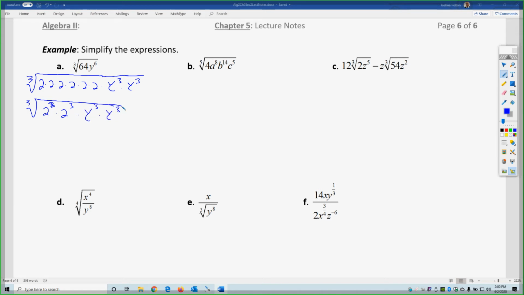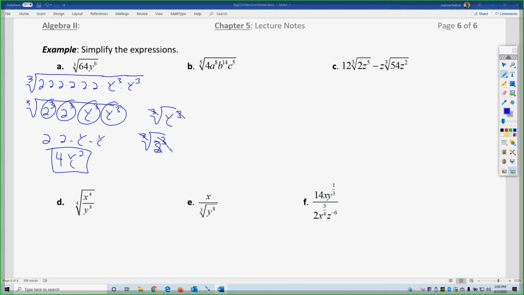Each one of these is a group of 3, which comes out. So that comes out, that comes out, that comes out, that comes out, leaves me 2 times y times y, for a final answer of 4y squared. Because essentially, if you do each one of these individually, you have the third root of y to the third. Either way, it's going to cancel. So making them in groups of 3's, or whatever the index is, is the easier method.